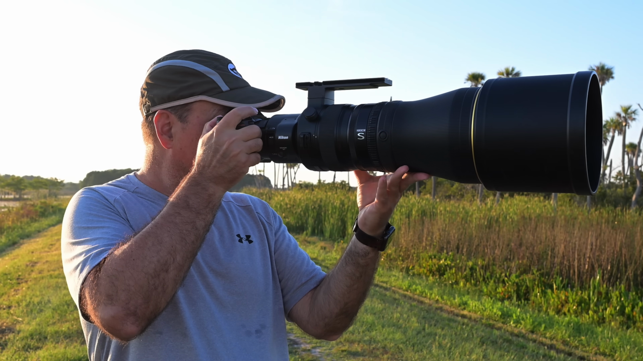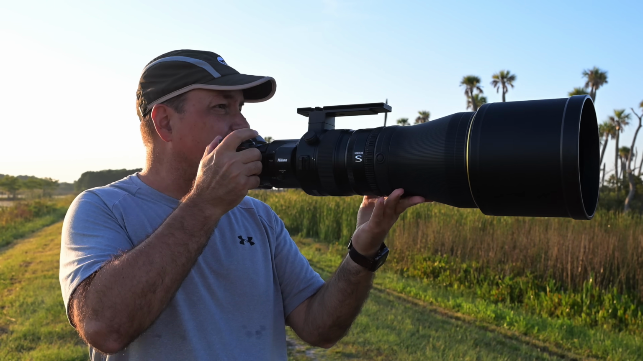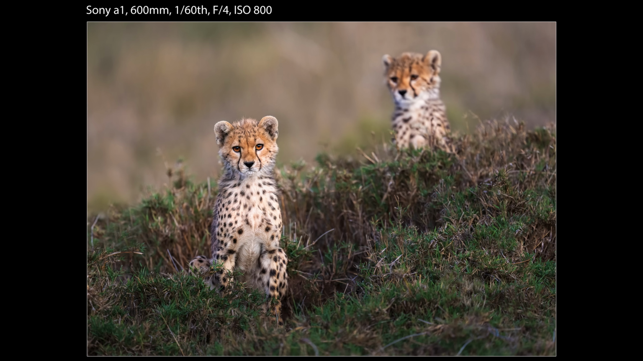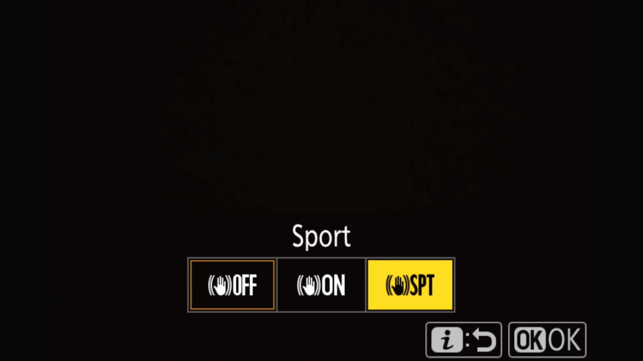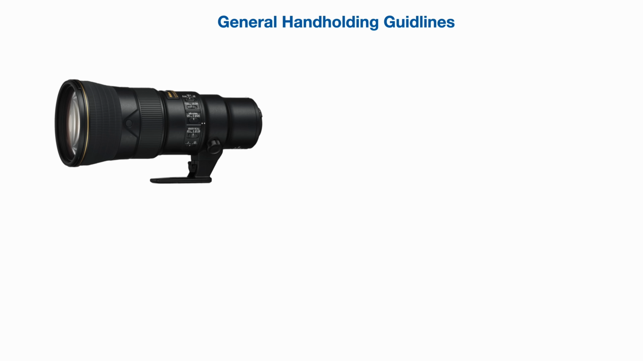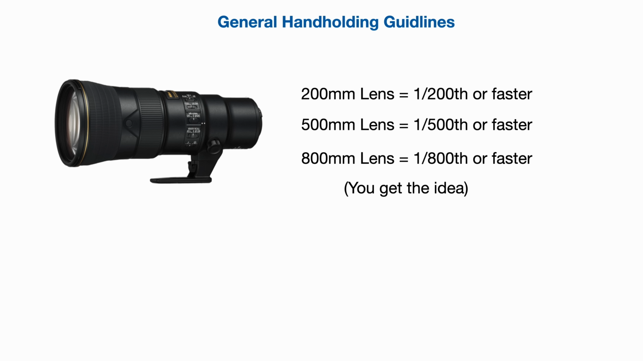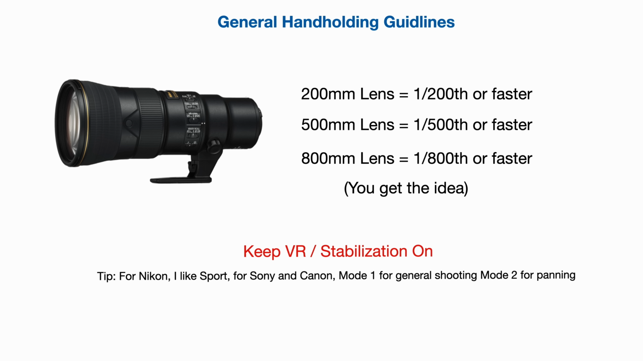The first is trying to handhold a lens at a shutter speed that's just too slow. Although some shooters are rock steady and can go ridiculously slow, my recommendation for most people is to follow the 1/4 focal length rule and use stabilization. For example, if you're shooting a 500mm lens, turn on stabilization and don't drop below 1/500th of a second. And honestly, if you can shoot a faster shutter speed, go for it.